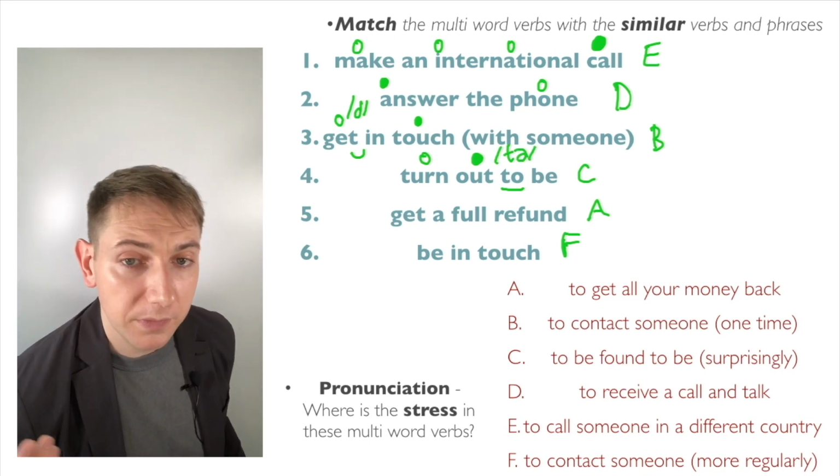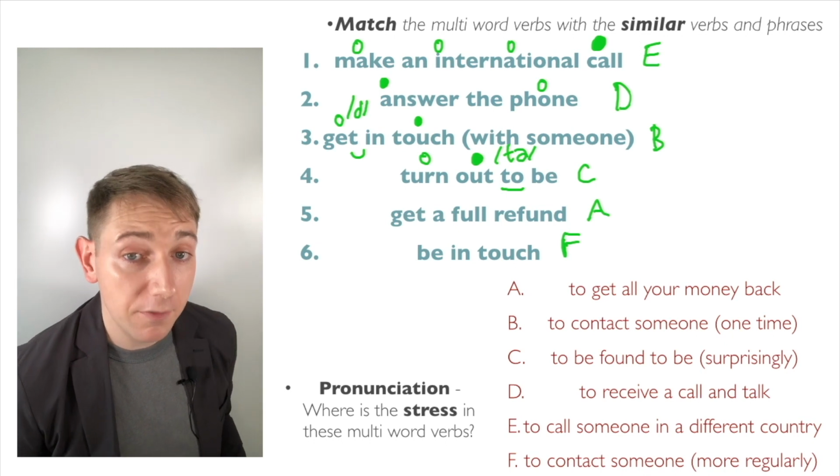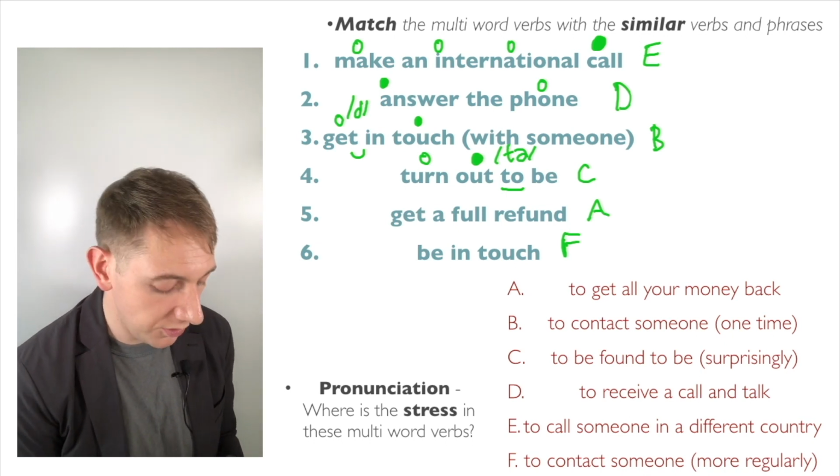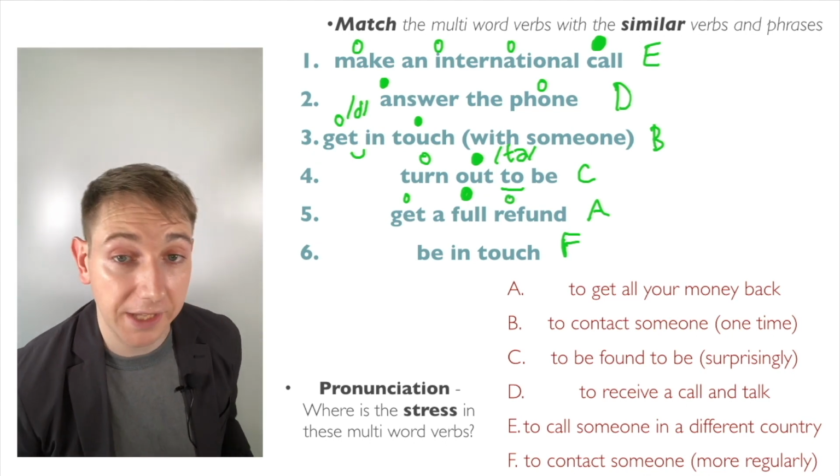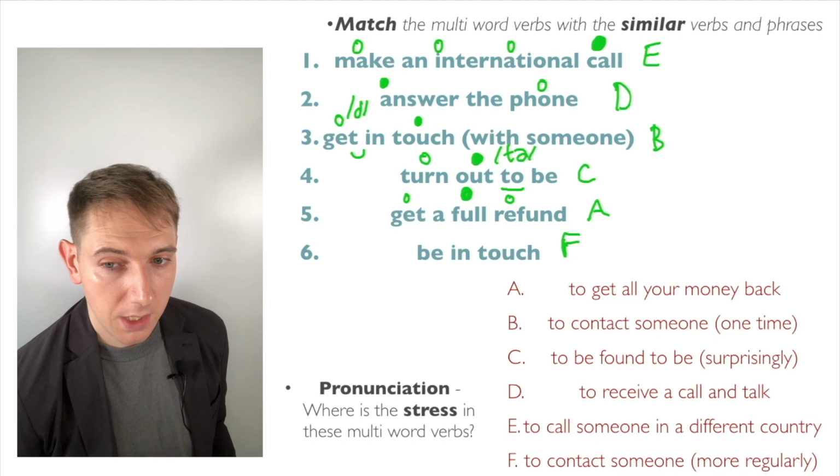How about the next one? Get a full refund. Small stress on get, big stress on full. Get a full refund. And small stress on refund again. Get a full refund.